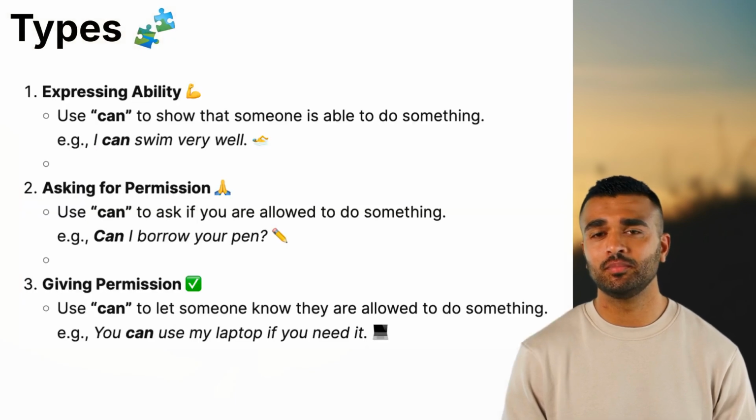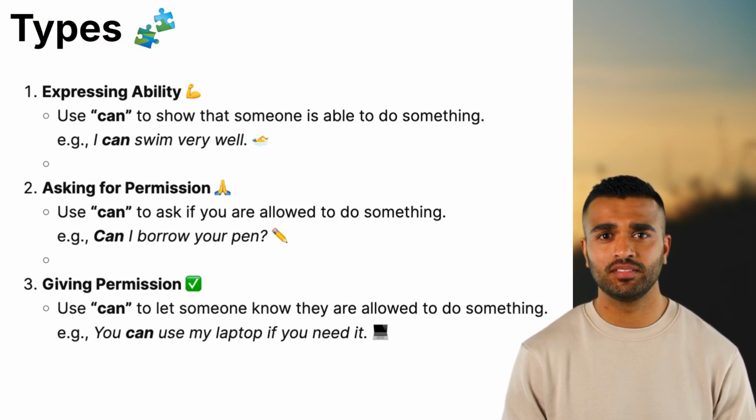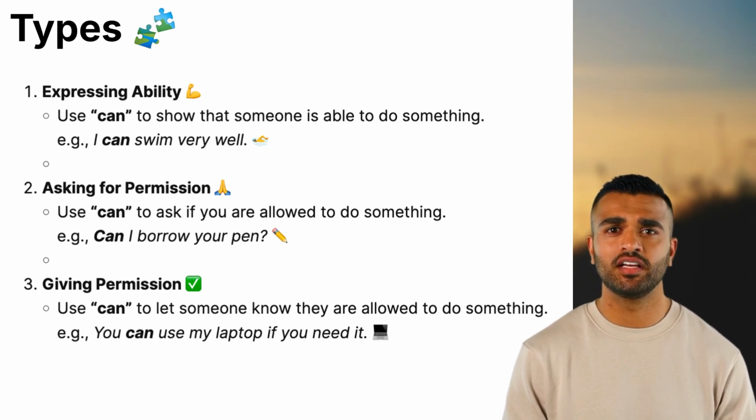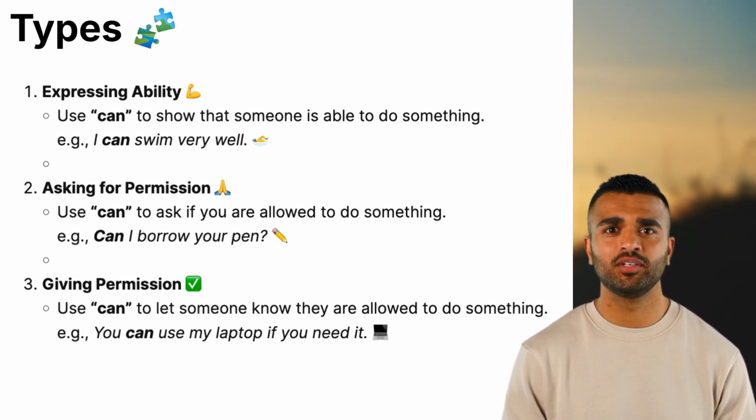In this lesson, we'll break down 5 important ways to use can with clear explanations and examples. Let's get started. 1. Expressing ability. Use can to talk about something you are able to do. This is the most common way to use this word. Example: I can swim very well. This means I have the ability to swim and I do it well.